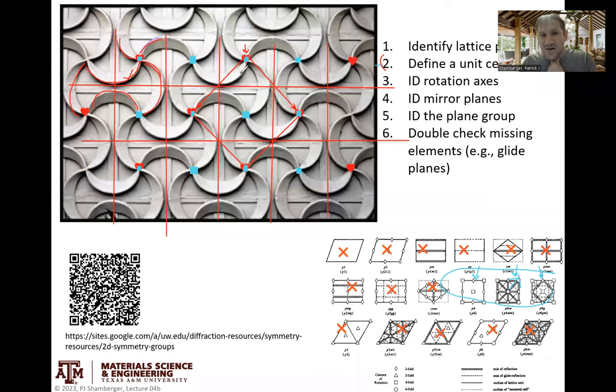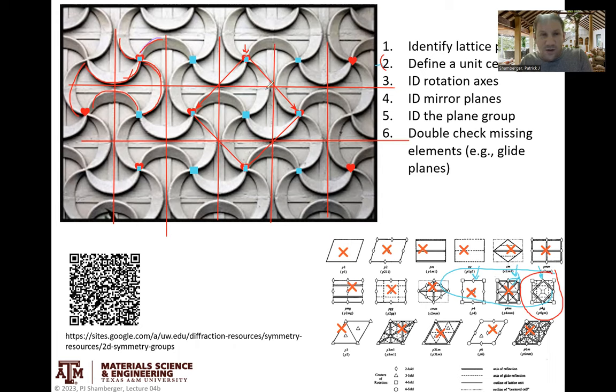So I have fourfolds, I have mirror planes, and the mirror planes are not passing through the fourfold rotation axes. So it has mirror planes, it can't be P4. P4 has no mirror planes. Again, those double lines represent mirror planes, the axes of reflection. And they do not pass through the fourfold rotation axes, so it can't be that one. And that leaves me with P4.